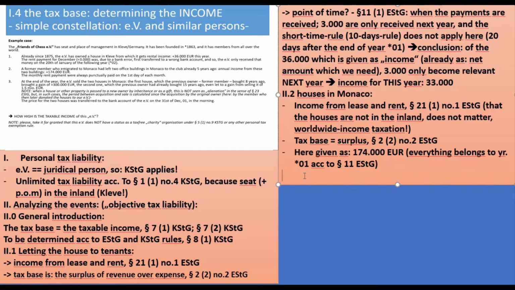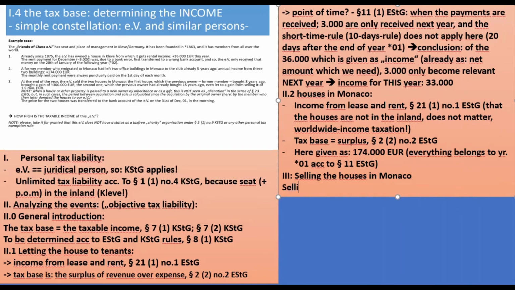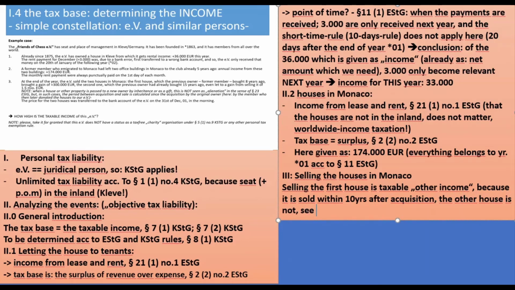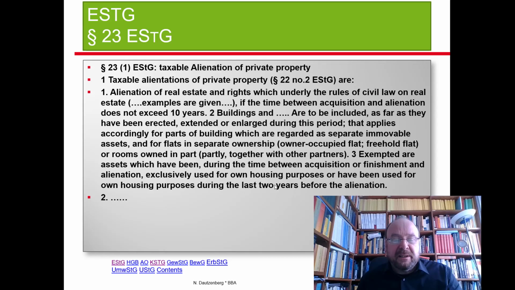That leads to number 3, selling the houses in Monaco. Selling the first house is taxable other income because it is sold within 10 years after acquisition. The other house is not. See paragraph 23 ESTG, and for this, ladies and gentlemen, naturally we will have to check that. Yeah, here we have it.